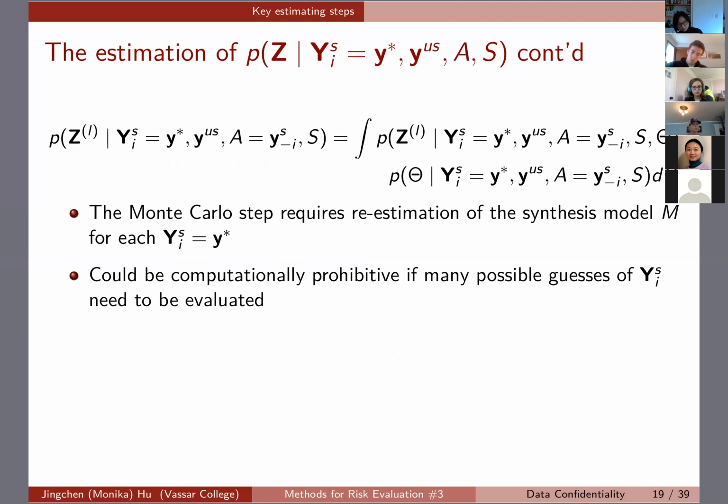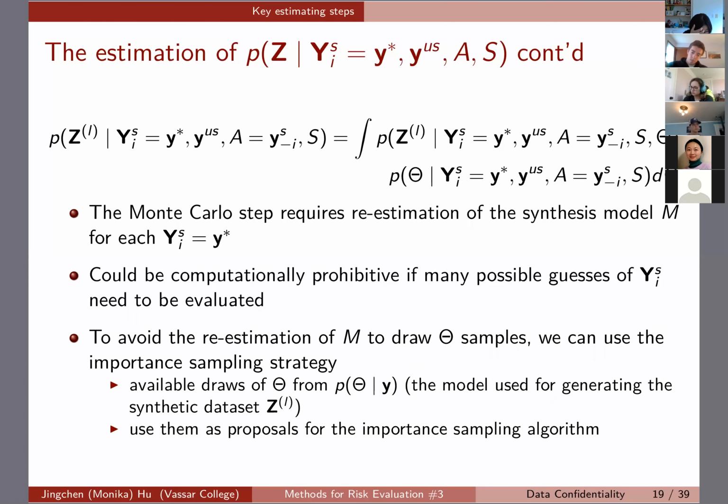So here we are talking about if we have to re-estimate the model every time with changing the y's with y star. That sounds like too much. So we're going to use a technique called importance sampling. And we're going to use available draws from this. So this is the model, okay? This is the original model that we used to synthesize the Z's. We're going to use them as the proposal for the importance sampling algorithm. Okay. Now you might be wondering, what is importance sampling?